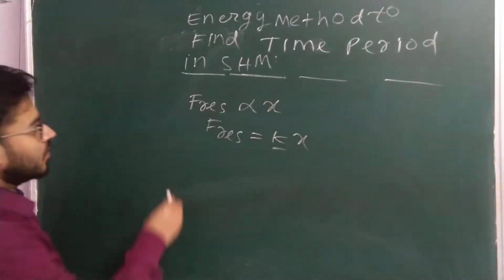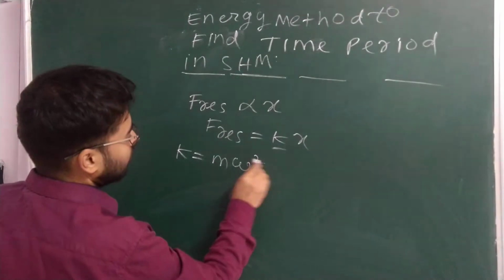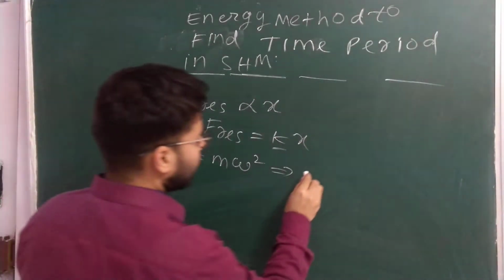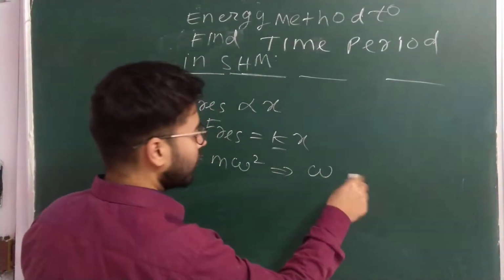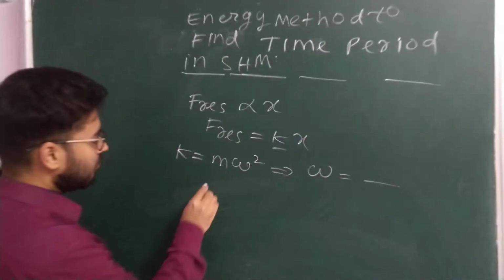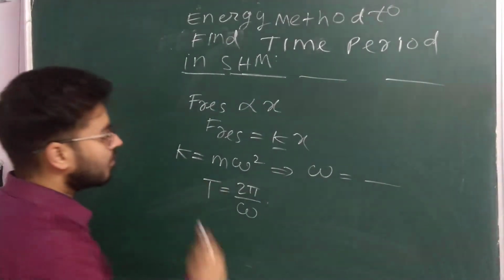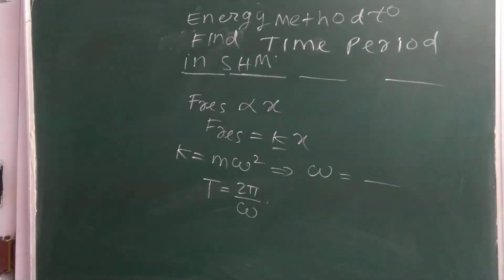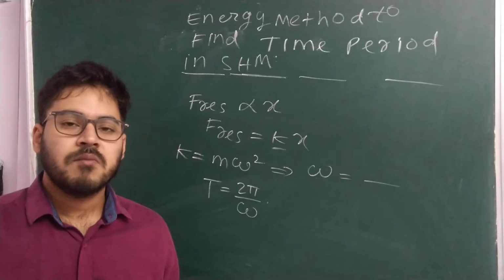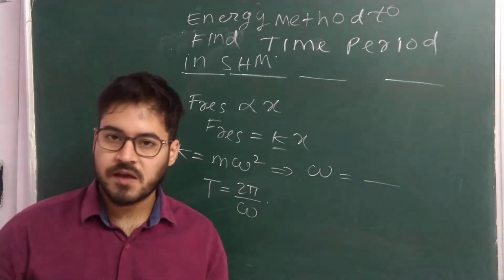this K can be written as m omega square, and from here we can find omega. Omega can be found, that is root over K by m. Once you calculate omega, you can calculate the time period also, because time period is 2 pi upon omega, right? So that is one method of finding the time period of a system, provided that the system is performing small oscillations, which is SHM.